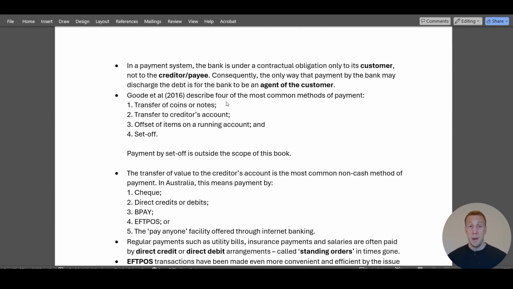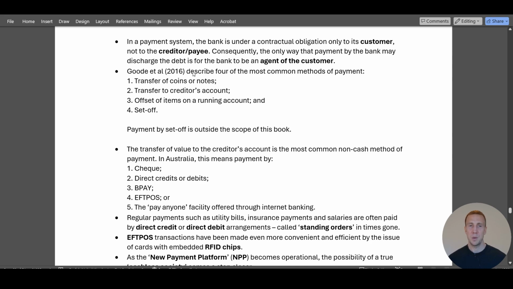In the payment system, the bank is under a contractual obligation only to its customer, not the creditor/payee. Consequently, the only way that the payment by the bank may discharge the debt is for the bank to be an agent of the customer. Okay, Good et al. in 2016 describes 4 of the most common methods of payment. This being a paper that he's published, which is 1, transfer of coins or notes, 2, transfer to creditor's account, 3, offset of items on a running account, and 4, set off. Okay, payment by set off is outside the scope of this book.